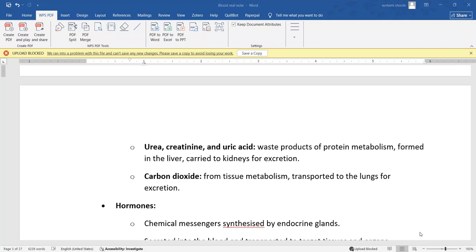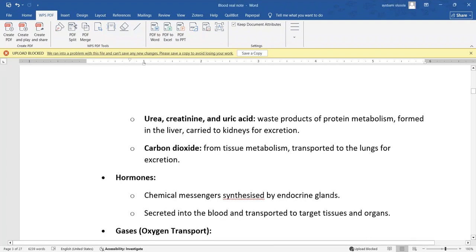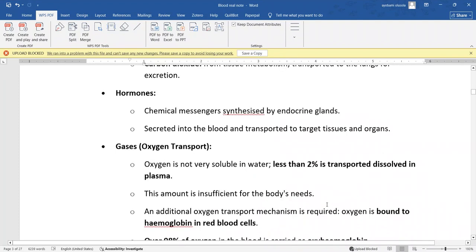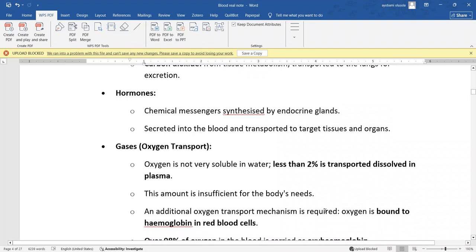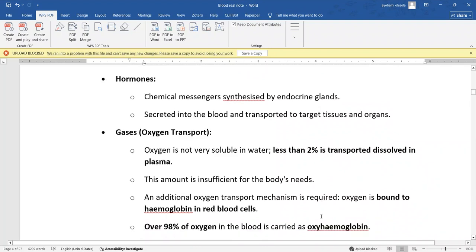Okay, carbon dioxide is also found in the plasma and is transported to the lungs for excretion. Hormones are also circulating in the blood, and you know that these hormones are chemical messengers produced by the endocrine glands. They are secreted into the blood and transported to target tissues and all of that.